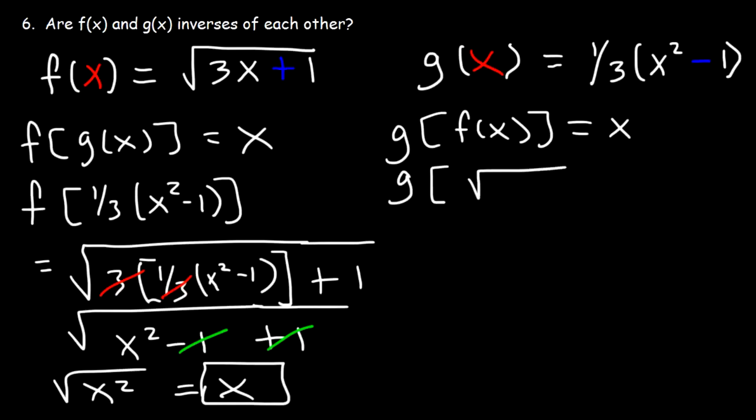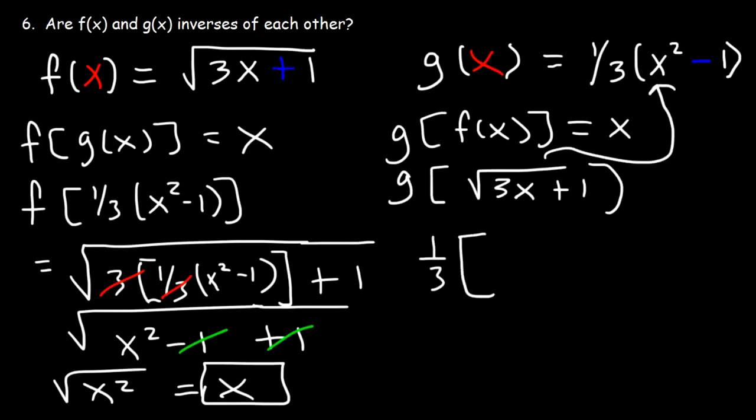Let's replace f of x with the square root of 3x plus 1, and let's plug this into this equation. So it's going to be 1/3, and instead of writing x squared, we're going to write square root 3x plus 1 squared minus 1.